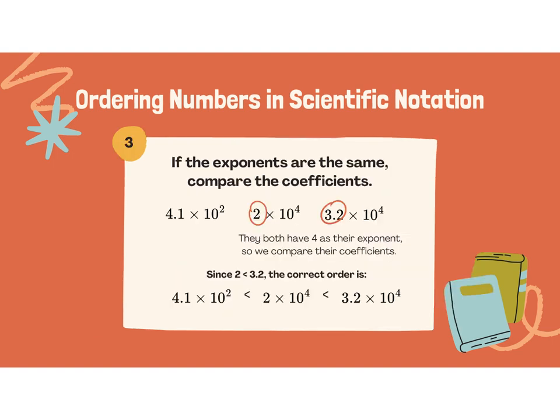If they are all the same, then you wouldn't have to compare your exponents. You would just compare your coefficients. You can see your coefficients are what's left here to compare. So placing them in order, remember, our math signs: this number is less than the middle one, which is less than the large one.